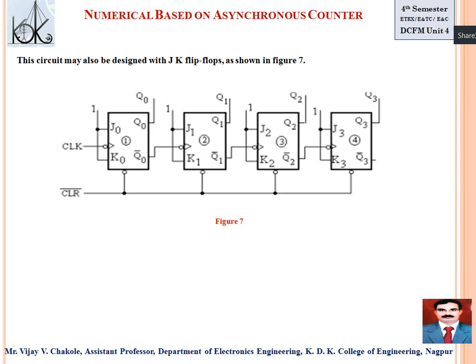The truth table for the JK flip-flop is that J equals 0, K equals 0 gives no change. J equals 0, K equals 1, your output is 0, meaning Q is 0, Q bar is 1. When J equals 1, K equals 0, your output is Q is 1 and Q bar is 0. But when J equals 1 and K equals 1, your output toggles. Output toggles means 0 to 1 or 1 to 0.